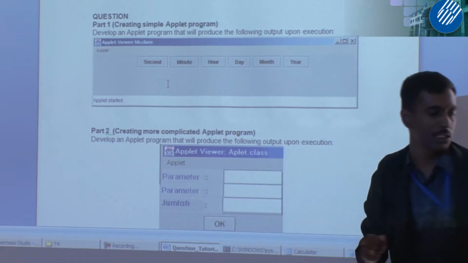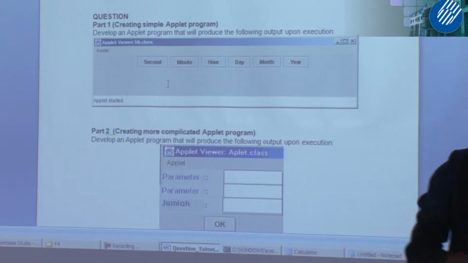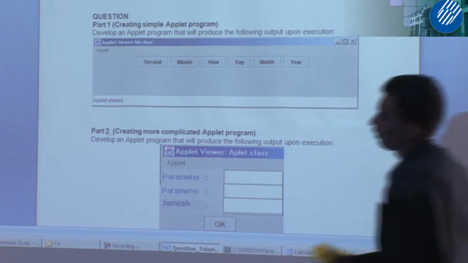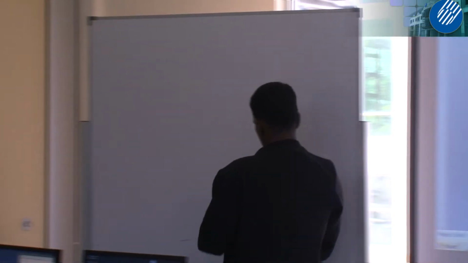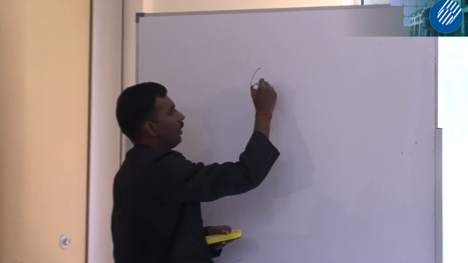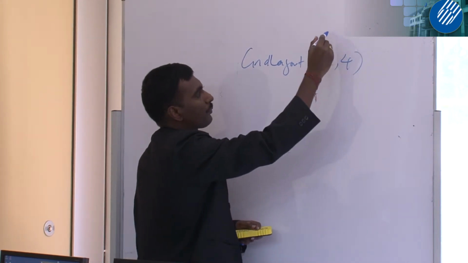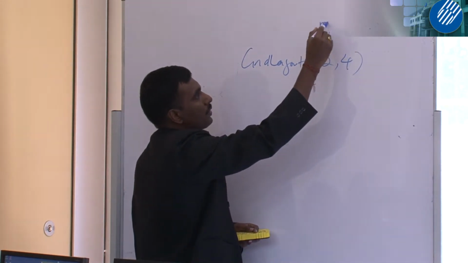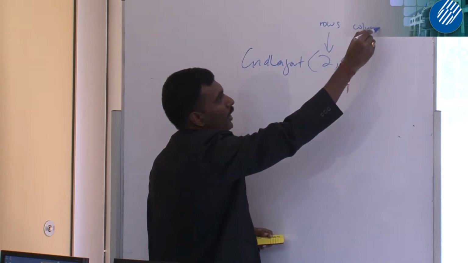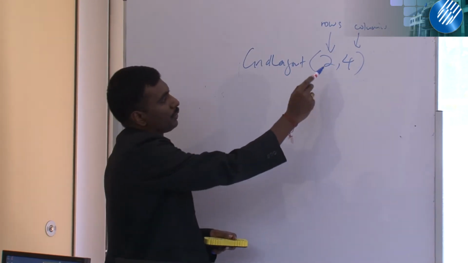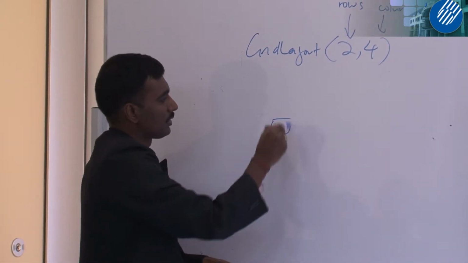Grid layout means the components will be arranged according to rows and columns, according to a grid. For example, let's say you want to use grid layout 2, 4. What does 2, 4 mean? 2 is rows, 4 is columns. So altogether, how many components? 8. So let's say you want to put 2 rows, 4 columns of buttons. So it's like this.